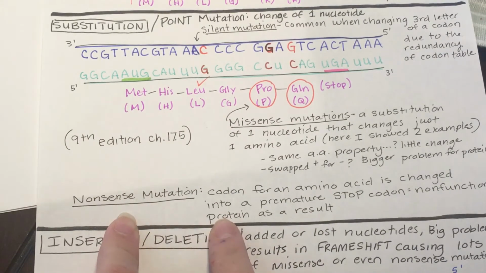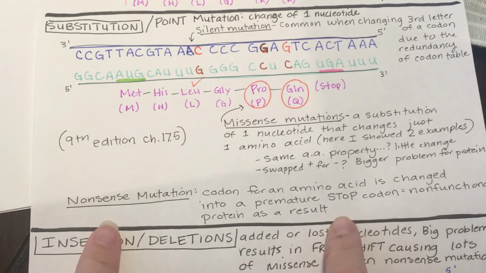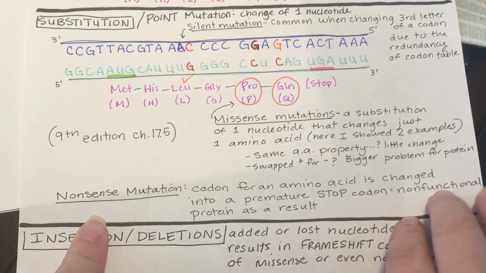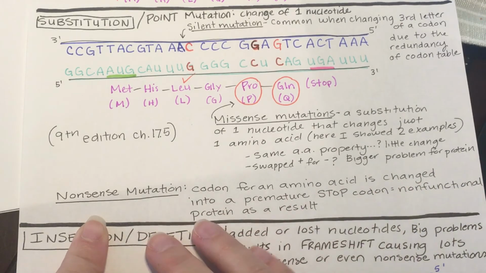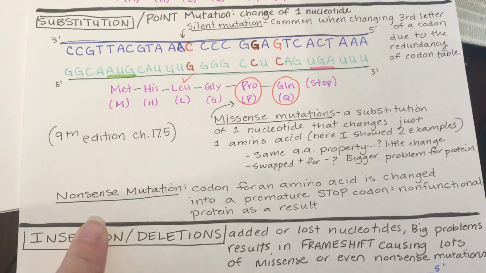So a nonsense mutation is when the codon for the amino acid is now a stop codon. Basically, your protein becomes non-functional because you haven't finished making it. If this happens really far towards the end of the protein, maybe it's not a big deal, but obviously if it's early, your protein is far limited in size and you don't have what you need.